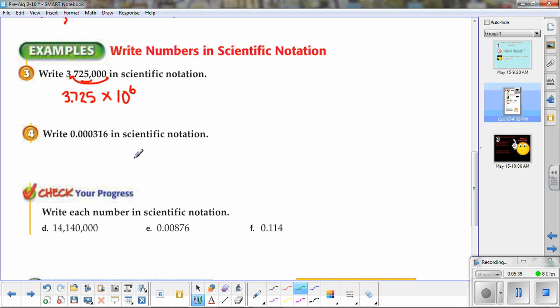Next up, we have a really itty-bitty number, so we're going to take this decimal point and we're going to move it between the 3 and the 1. That way we have a number that's at least 1, but less than 10. So 3.16 times 10 to the 1, 2, 3, 4th, but it's going to be negative 4th power because we're talking about a little itty-bitty number.